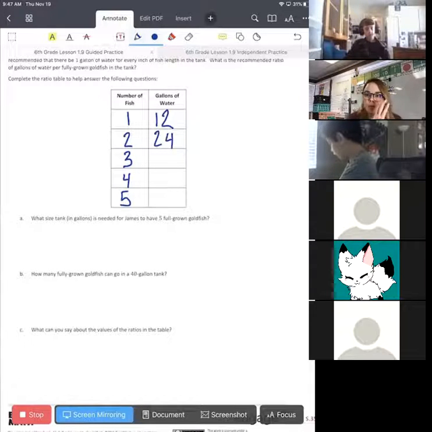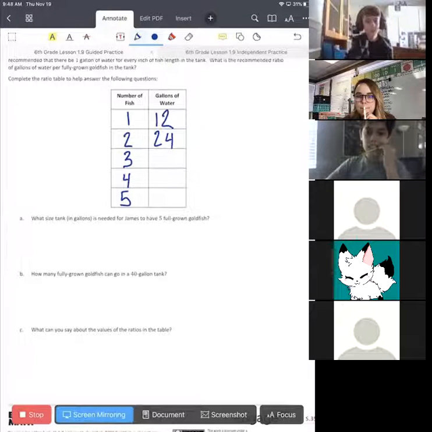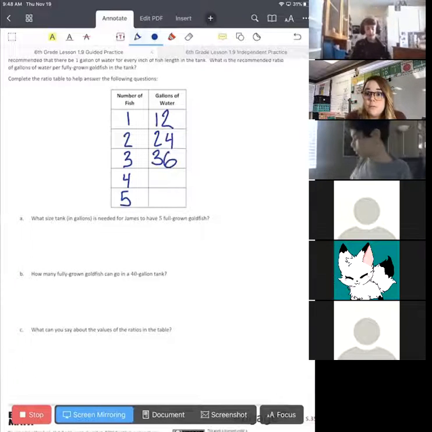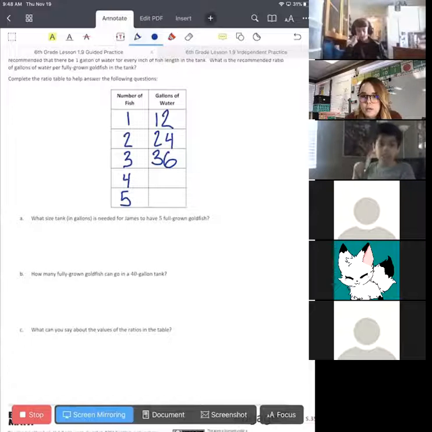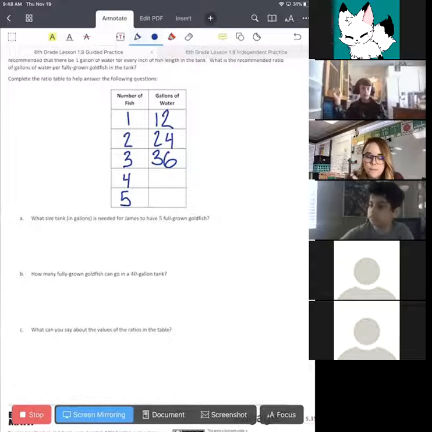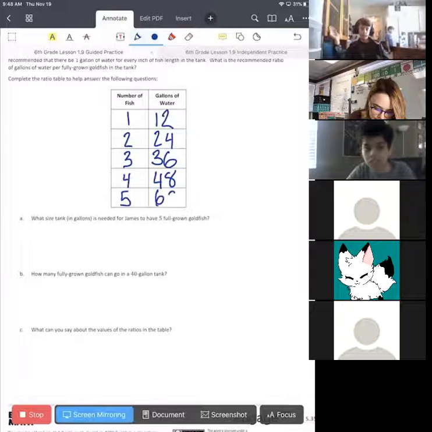What if we have 3 fish? Austin, how many gallons do we need? We need 36 gallons. Awesome. And if we have 4 fully grown goldfish, how many gallons do we need? Who can tell me? Jake, how many gallons do we need? 48. Very good. And if we have 5 fully grown goldfish, how many gallons do we need? Thank you, Layla. Layla says 60.